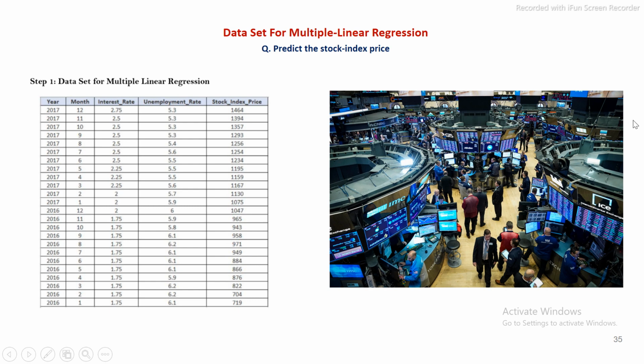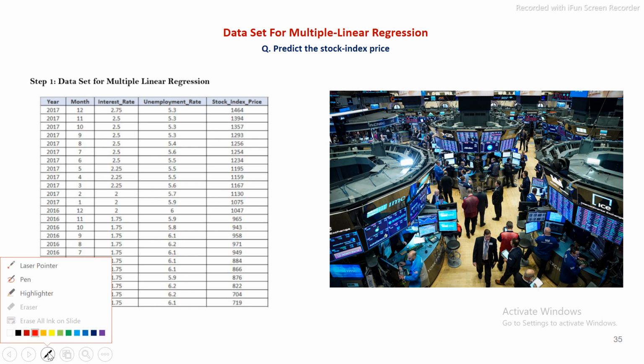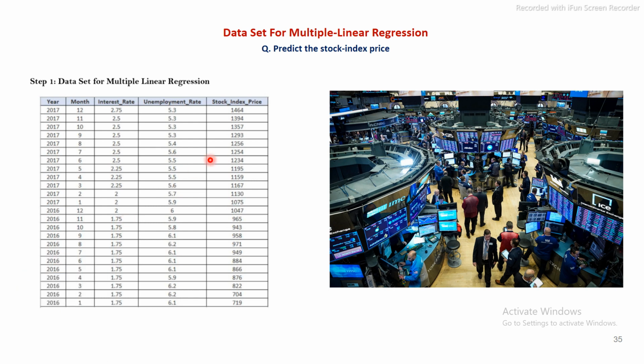So, just see this data set of multiple linear regression. The stock index price is nothing but your dependent variable. By looking at the data set, at least you will have an idea. This stock index price is your dependent, and the rest, this year, month, interest rate, unemployment, these all are your independent variables. And this last one is your dependent variable. So obviously this will fall under multiple linear regression.